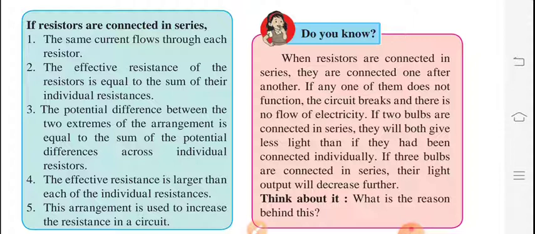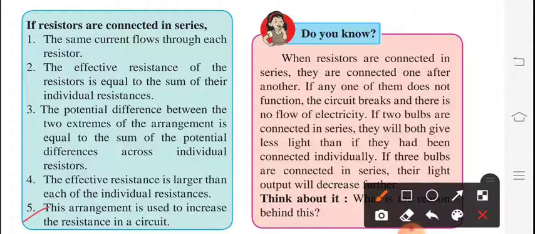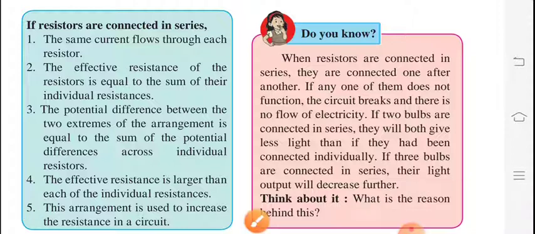Obviously, I have given you an example. If we have a 3 ohm resistor and a 5 ohm resistor, and now we need an 8 ohm resistor, then we have to connect them in series combination. Then definitely we will get a resistance of 8 ohm. So this arrangement is used to increase the resistance in the circuit.